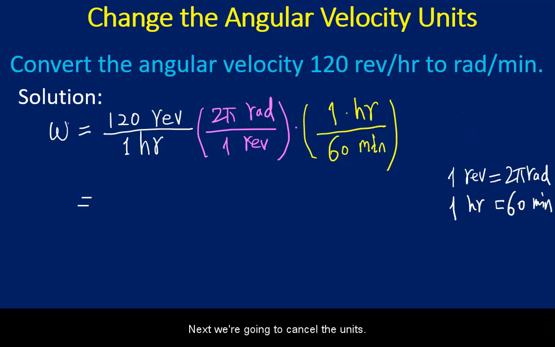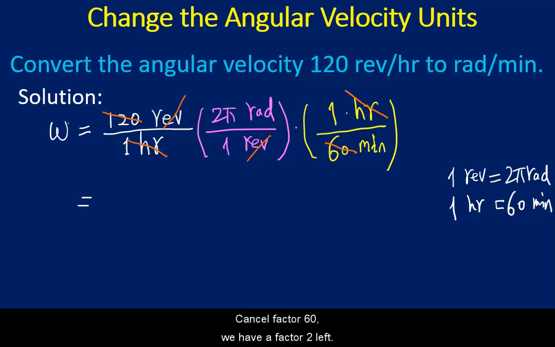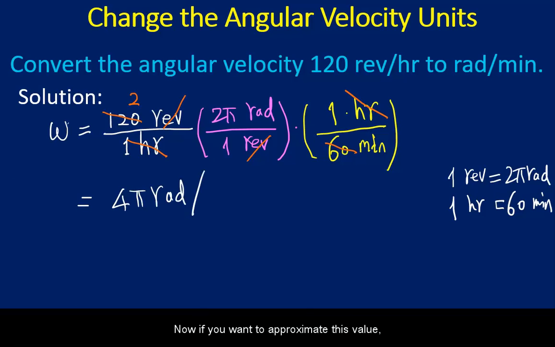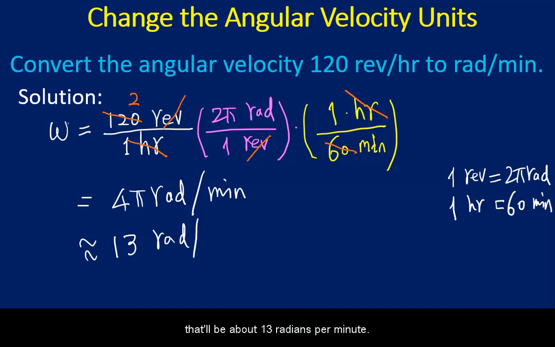Next, we're going to cancel the units: revolutions, revolutions, hour, and hour, and also the factor 60. Cancel factor 60, we have a factor 2 left. And the exact answer looks like 4 pi radians per minute. Now, if you want to approximate this value, that'll be about 13 radians per minute.